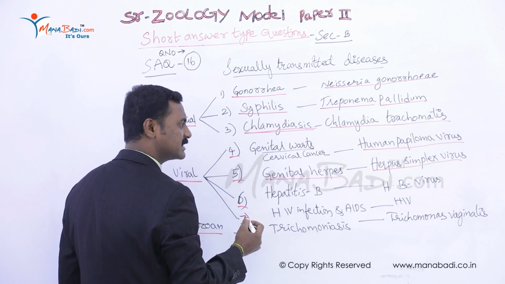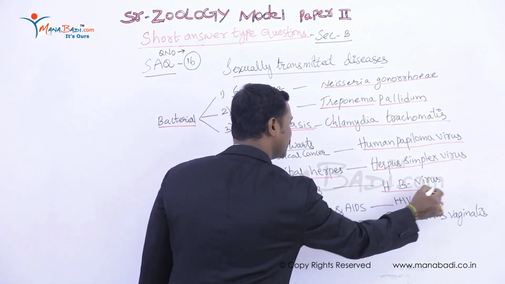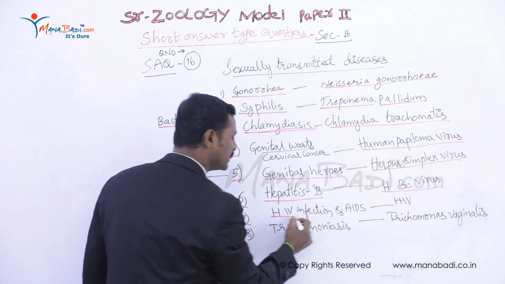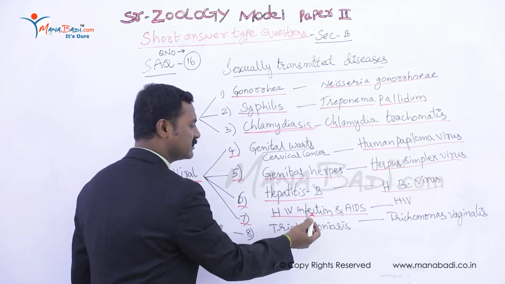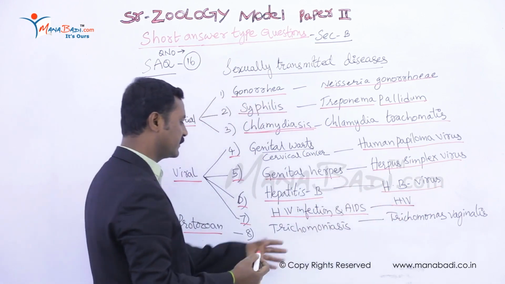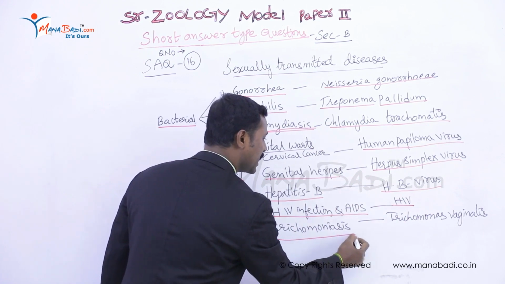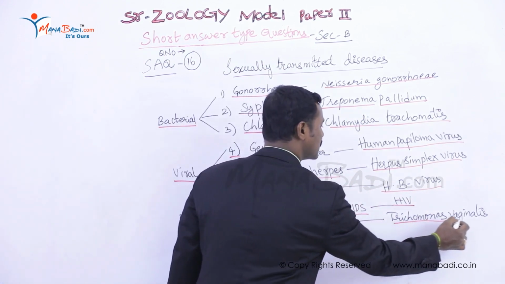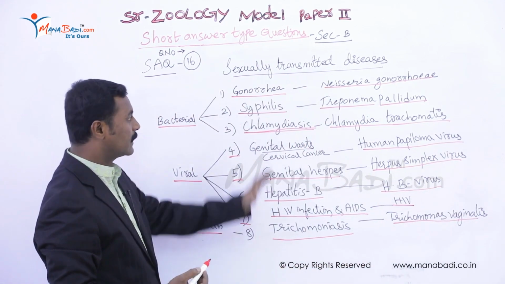Herpes simplex virus. Hepatitis B. Hepatitis B is caused by hepatitis B virus. Same name. HIV infection and AIDS. It is very well known to you. HIV infection is caused by the HIV virus only. So that's why it is very easy. Last and final, the protozoan disease, trichomoniasis. Trichomoniasis is caused by Trichomonas vaginalis, which is the pathogen.